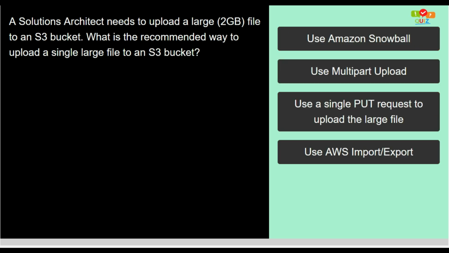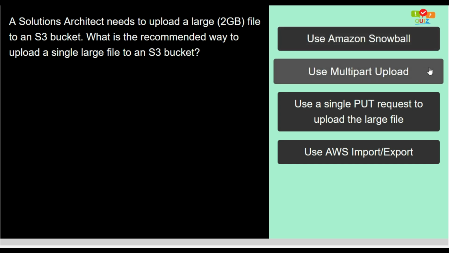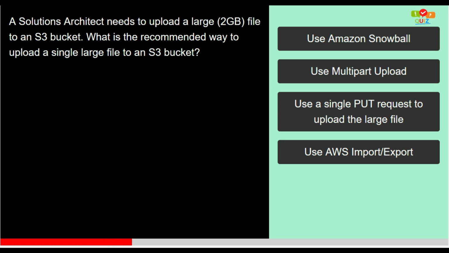Next, a solutions architect needs to upload a large 2 GB file to an S3 bucket. What is the recommended way to upload a single large file to an S3 bucket? There are 4 options. Option 1, option 2, option 3 and option 4. Okay. Your timer starts now. Time up. Now let us analyze the answers.